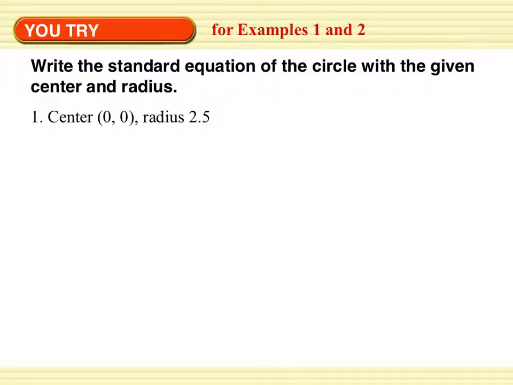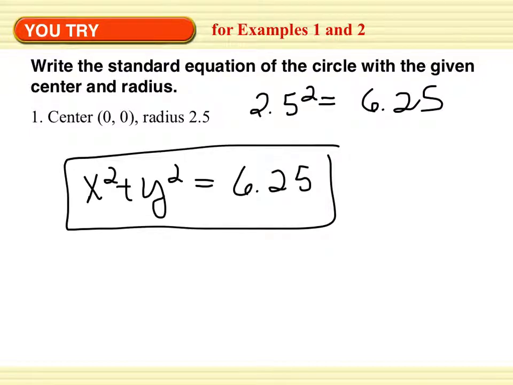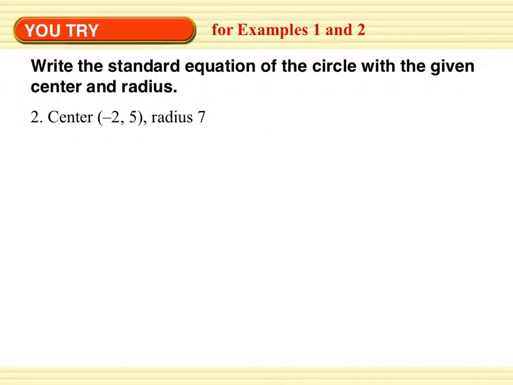Okay, you try. Write the standard equation for a circle with a given center and radius. Push pause and try it on your own. There you go. You try again. Center negative 2, 5, radius 7. Push pause.